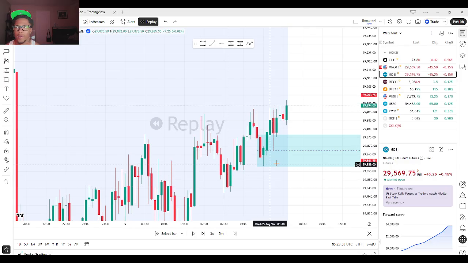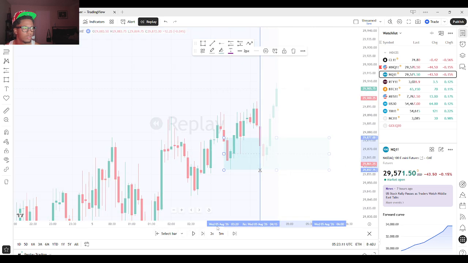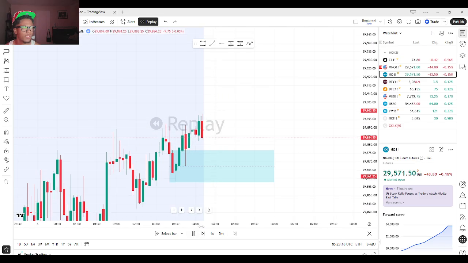Boom, we're making higher highs, higher lows. We're in the uptrend. Waiting for price to pull back to our zone. It's moving too fast. Slow it down some. Waiting for price to pull back into our zone. Boom, we get this pullback. We're deep into our zone. Price came close to invalidating our zone, but we want to see price still hold our zone. So boom, now we're waiting to see if price is going to continue up.